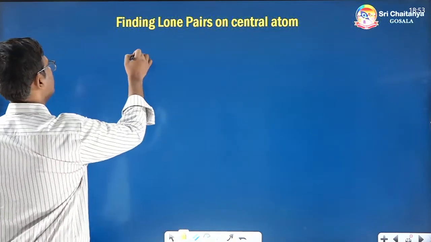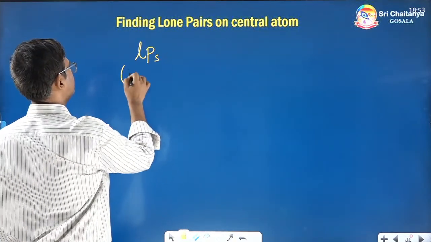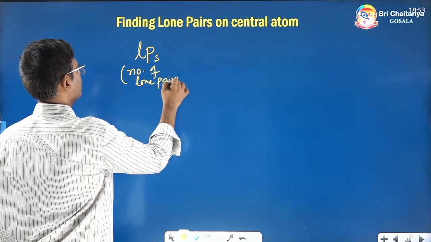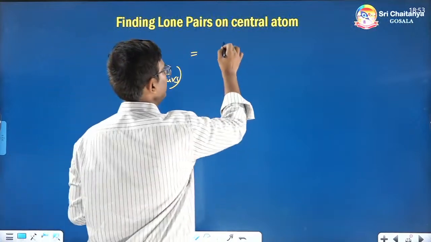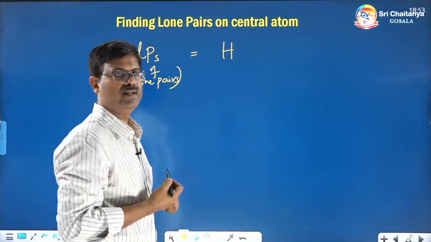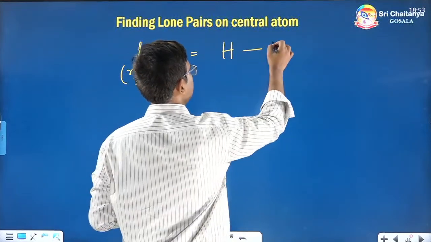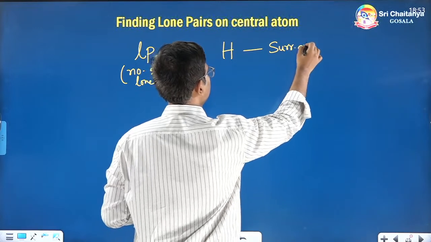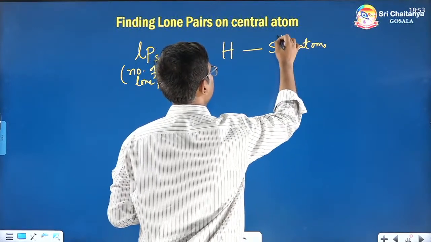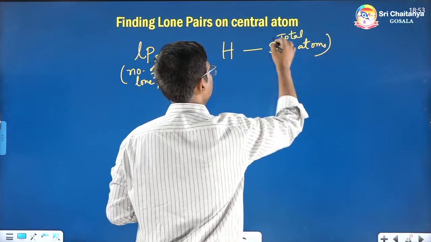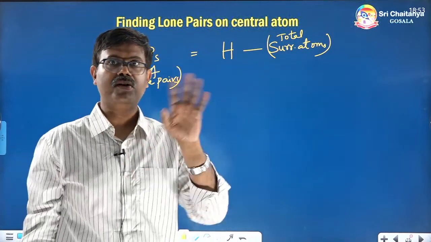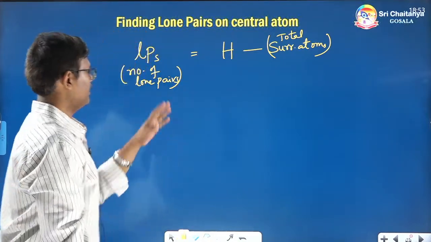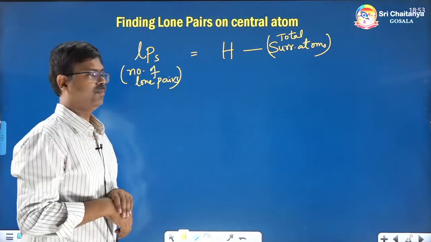So, very simple. Number of lone pairs is equal to the value of hybridization minus the surrounding atoms. Total surrounding atoms, not just monovalent, all surrounding atoms you have to subtract. Okay. First, let's do this one problem, then we will get an idea.